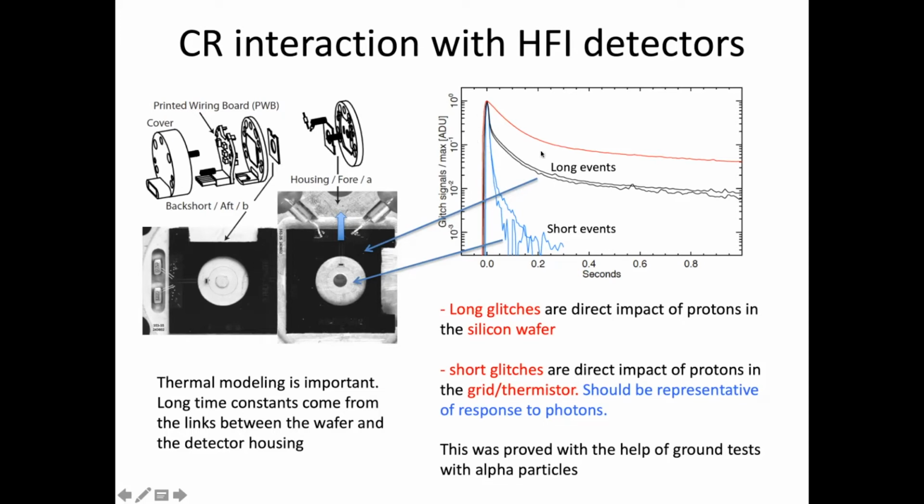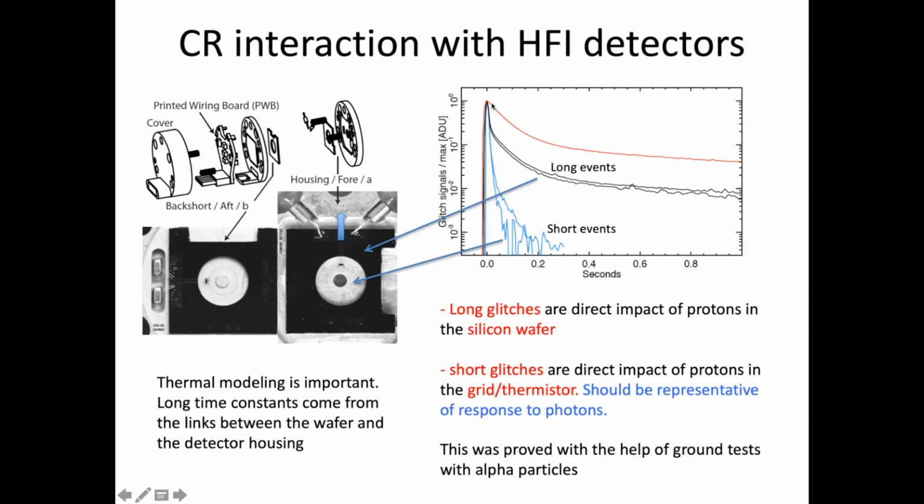But we had those long events with a fast component and a slow decaying component. And the slow decaying component is due, I mean, those events just fall actually on the wafer here. And it takes time to decay just because it takes time for the energy to leave the wafer, okay? And you can see the time constant of this is about a few seconds. So this is very annoying. And this is pretty high amplitude as compared to the peak of the glitch.